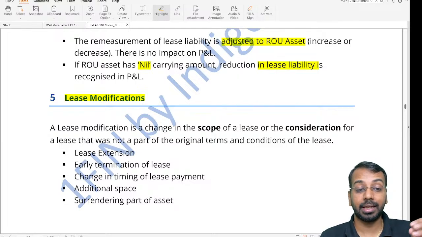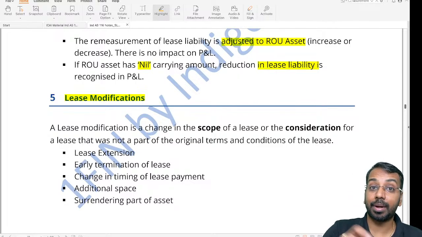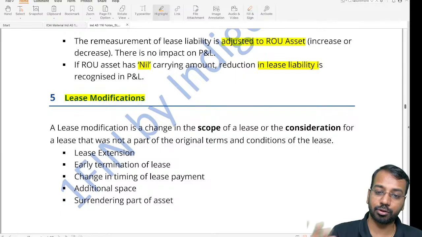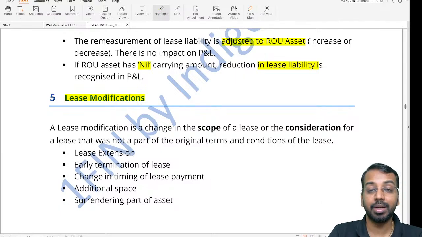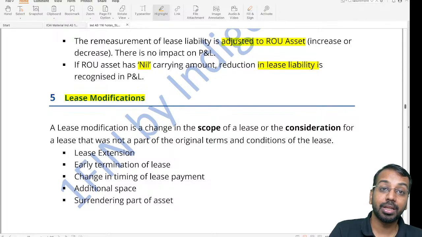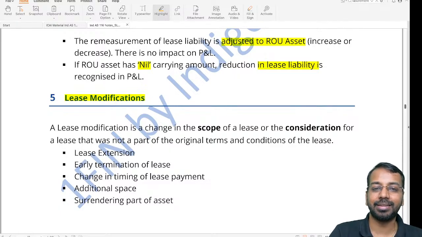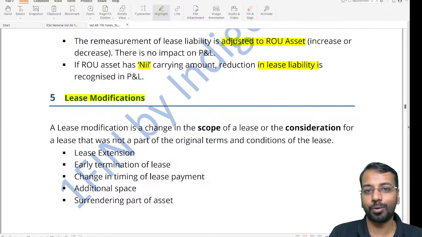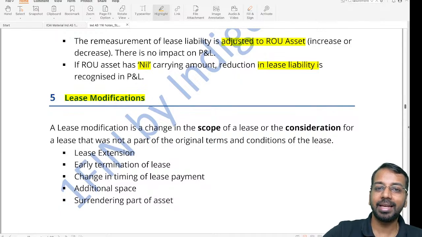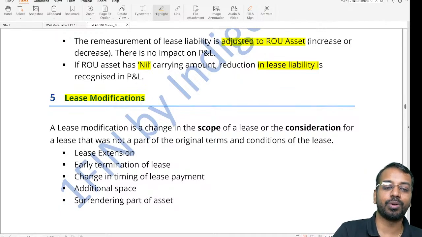addition of space, or sometimes there can be extension of lease. So that is also a lease modification. But it should not be there in the original contract. Please remember, just now we have done one question where the option to extend was given in the original contract itself. Now if the option to extend is given in the original contract, then there is no problem. But if the option to extend is not given in the original contract and subsequently you have decided to modify the contract and increase the lease period, that is also a lease modification.